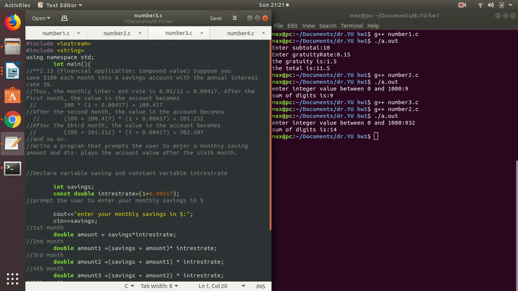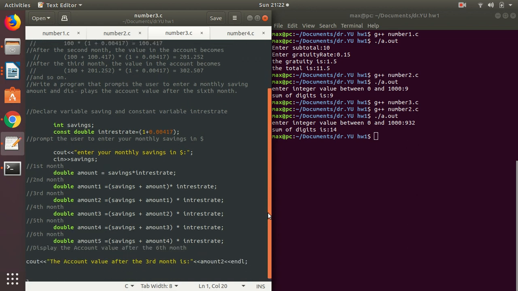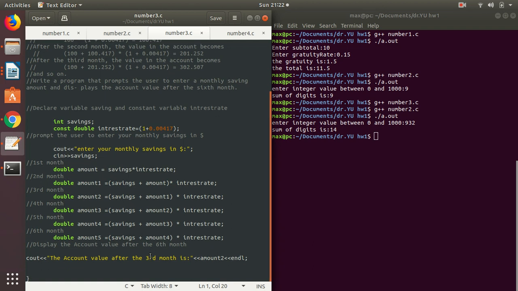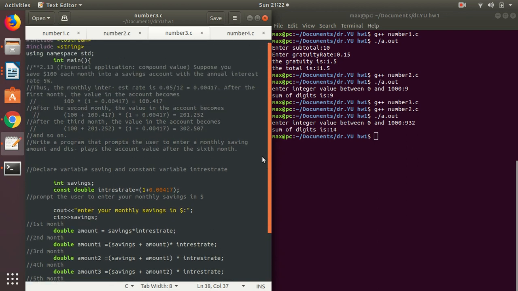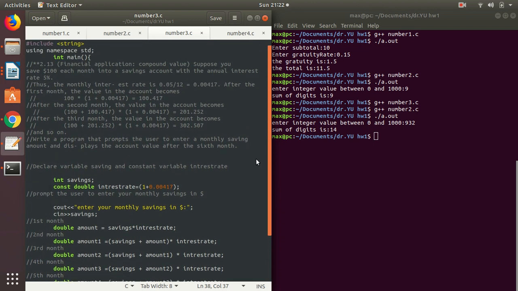Number 3. Okay, number 3, it's a financial application. What did it want? We want to get the value for the 6th month. Sorry, I was editing to test and see. That's why it has the 3rd month. So when we want to get the value for the 6th month, what do we do?